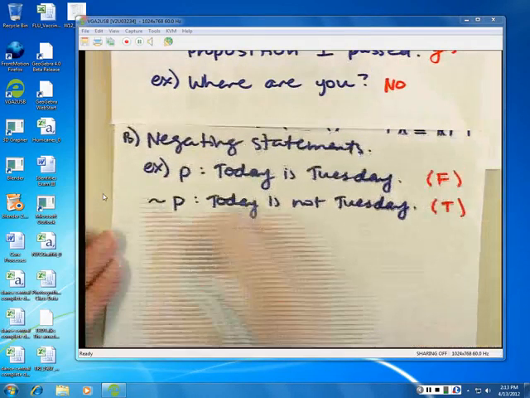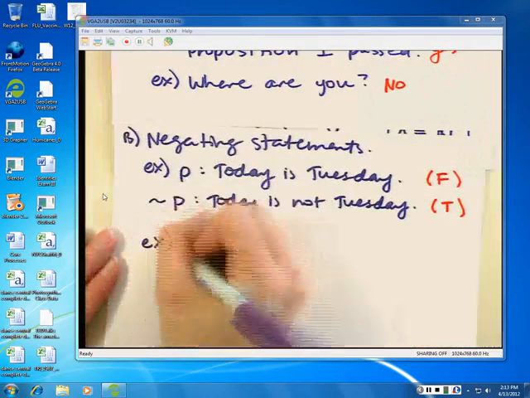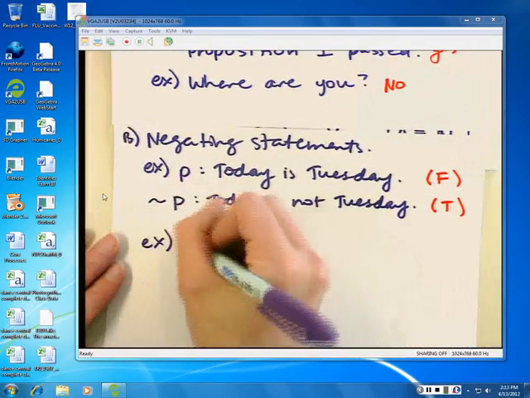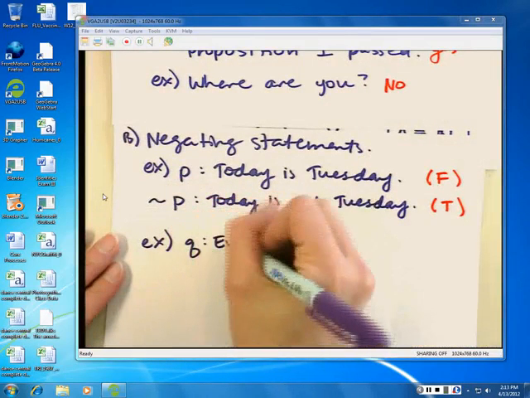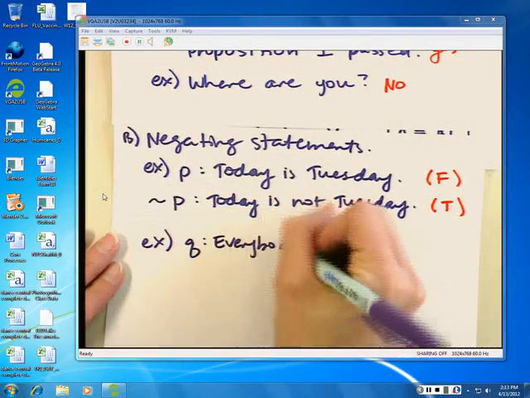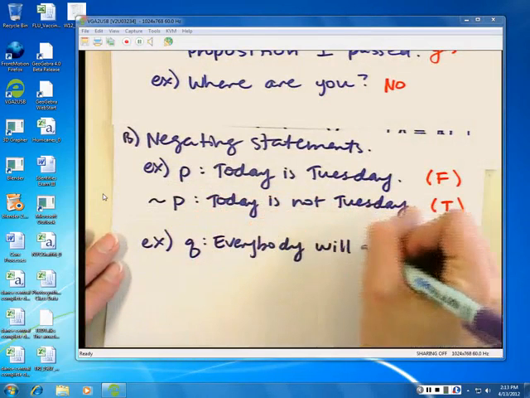Okay, here's another example. Everybody, so I'll call this Q, everybody will get an A.